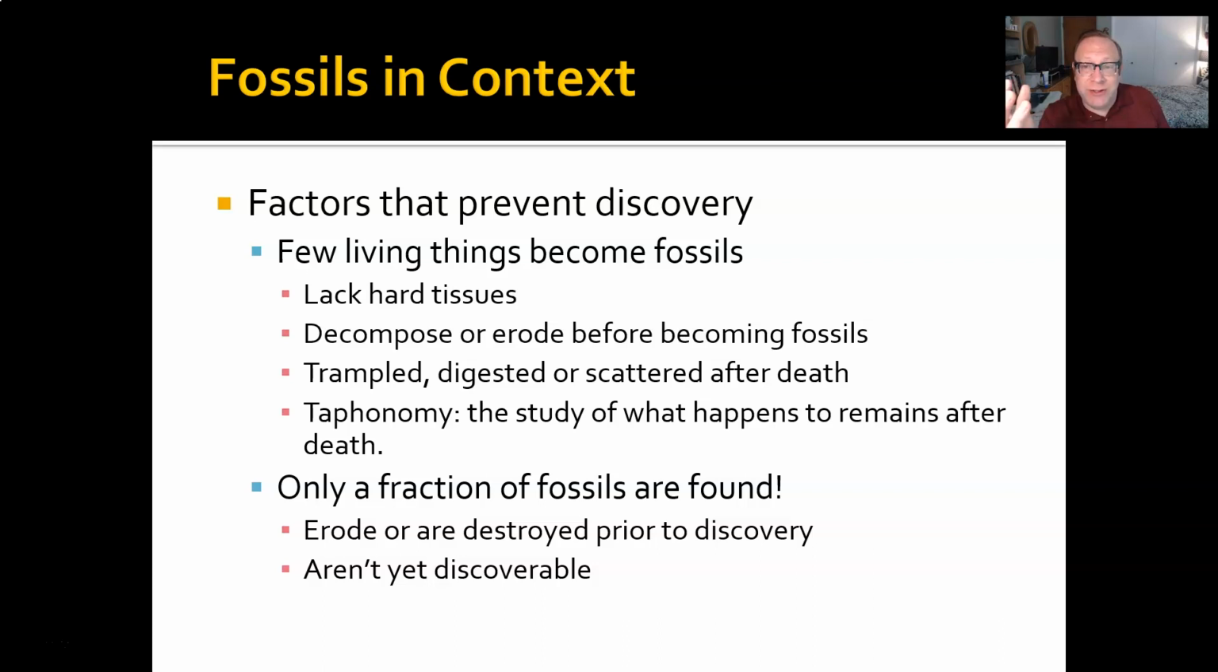Things, even hard tissues, can get trampled. They can be digested by predators or scavengers. They can be scattered by scavengers. In fact, there's so much that can happen to remains that there's an entire field called taphonomy devoted solely to the study of what happens to remains after death.